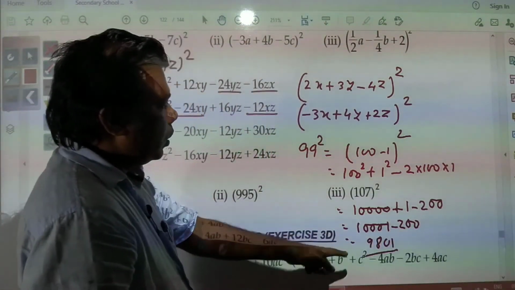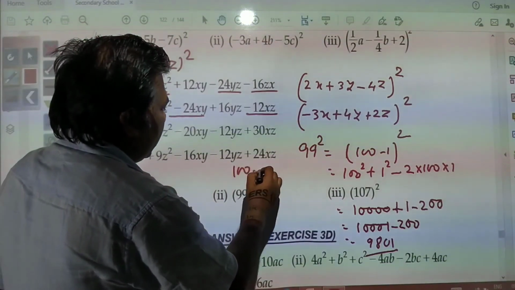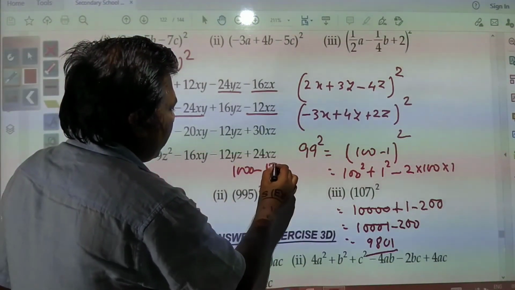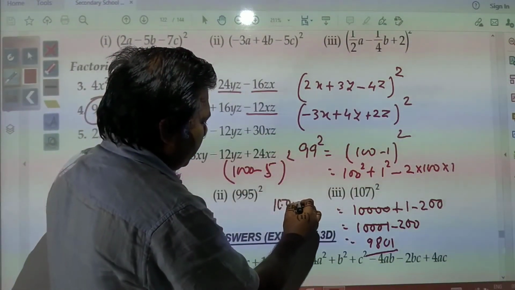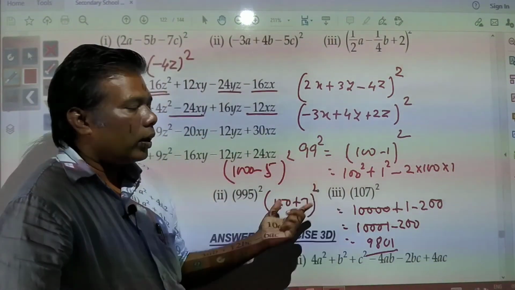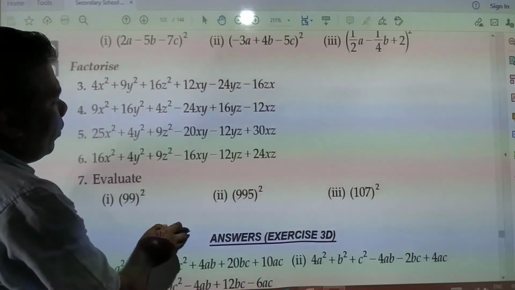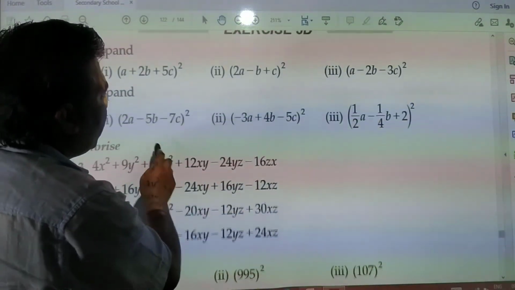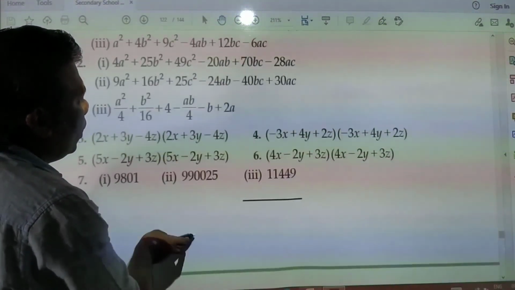So in this way 995 can be written as (1000 − 5)², and 107 can be written as (100 + 7)², and by putting the formula you can evaluate and find out the answer. In this way we have completed this exercise. Also you need to complete each and every question, you must solve. I hope you will be able to do.